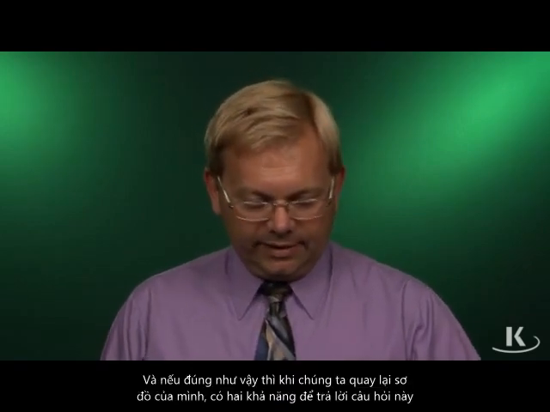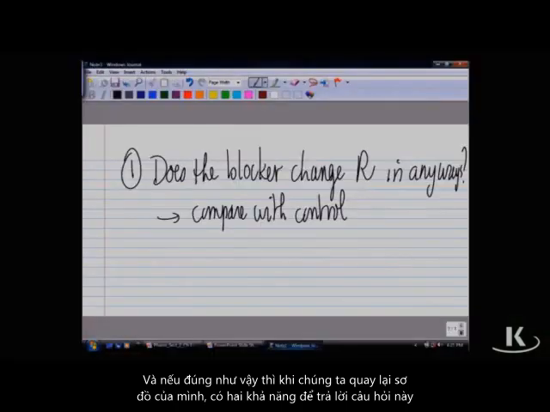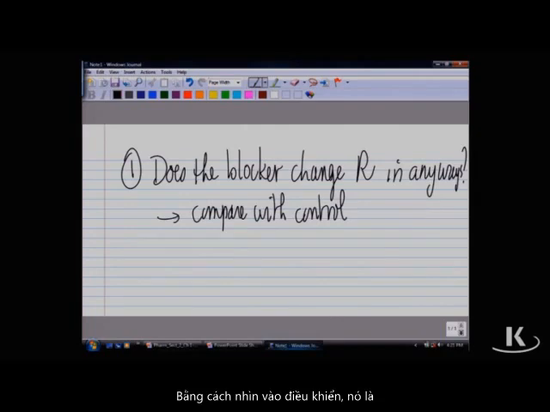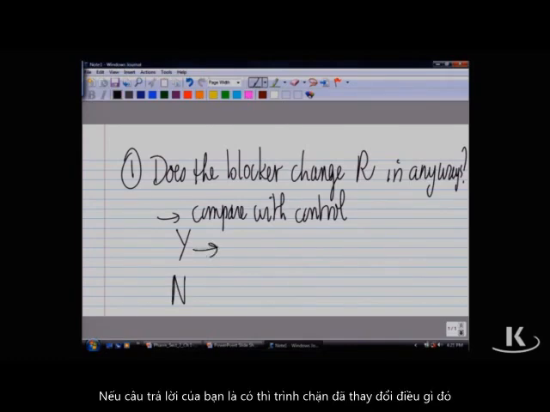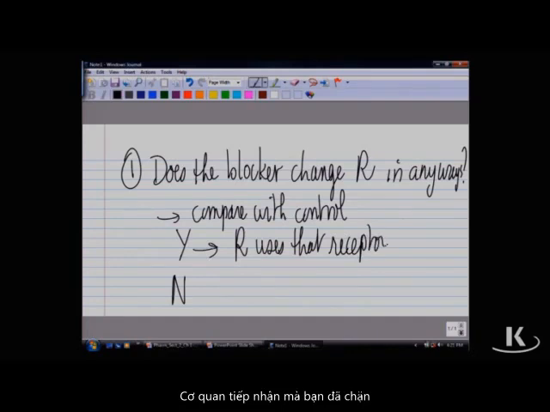And if that's the case, then as we go back to our diagram, there were two possibilities to answer this question. By looking at the control, it was either yes, there was a change, or no, there was no change. If your answer is yes, the blocker changed something, then it would mean R uses that receptor. The receptor that you blocked is a receptor that is part of drug R's pharmacology. If your answer is no, then it means R does not use this receptor.